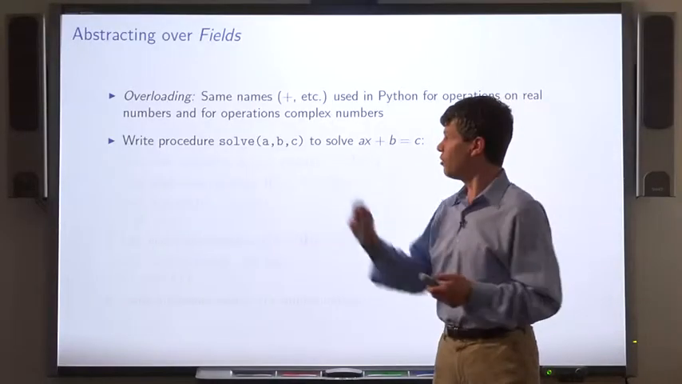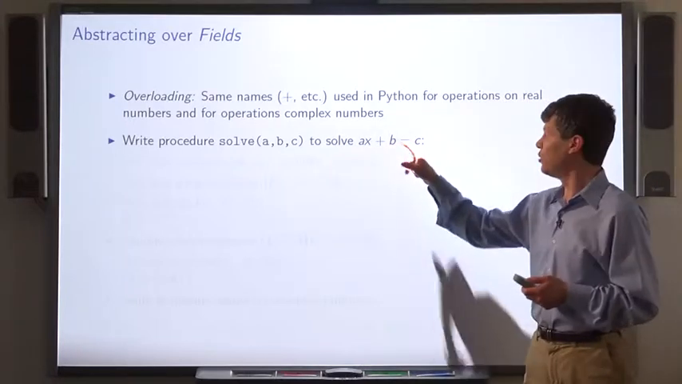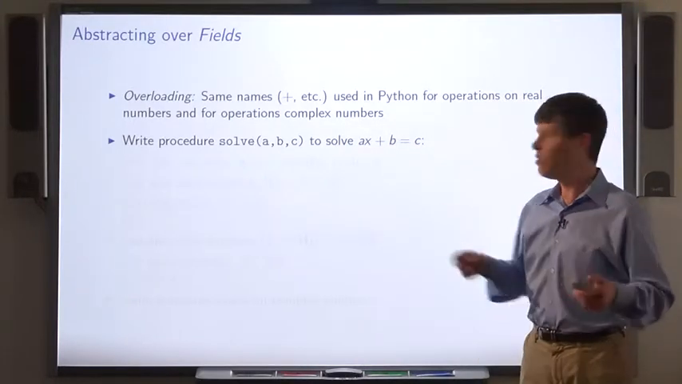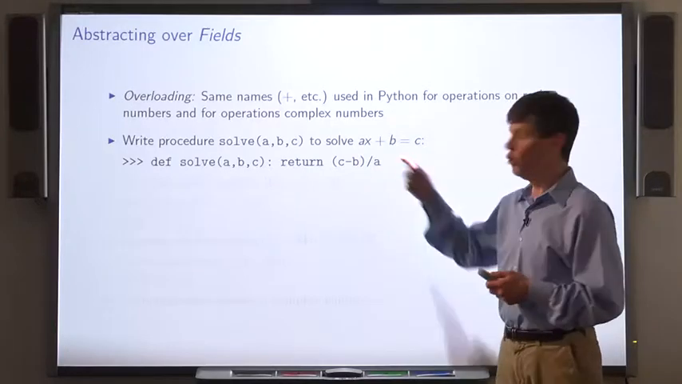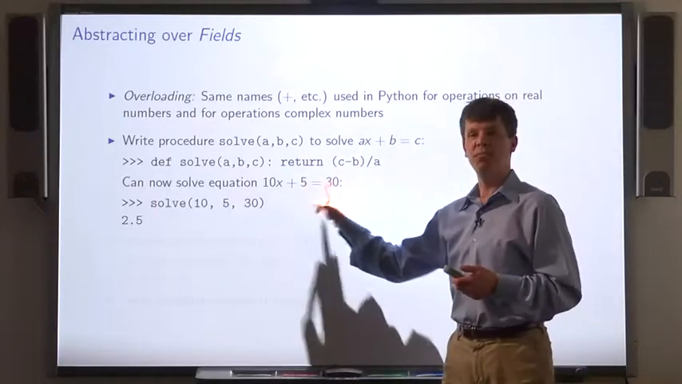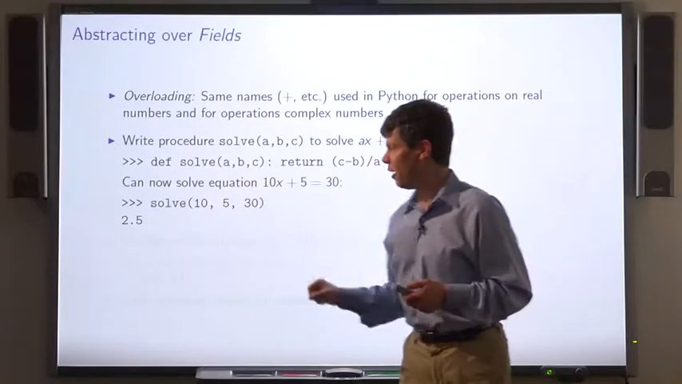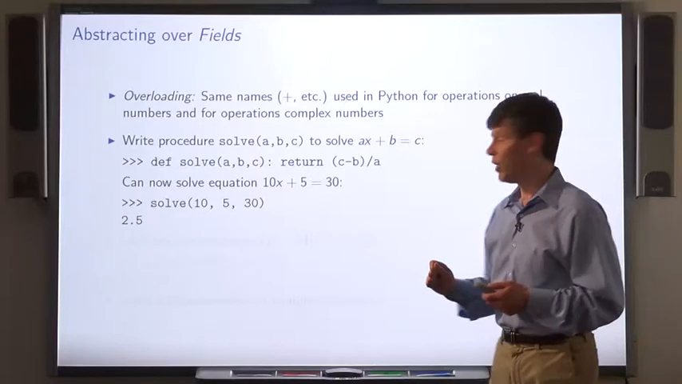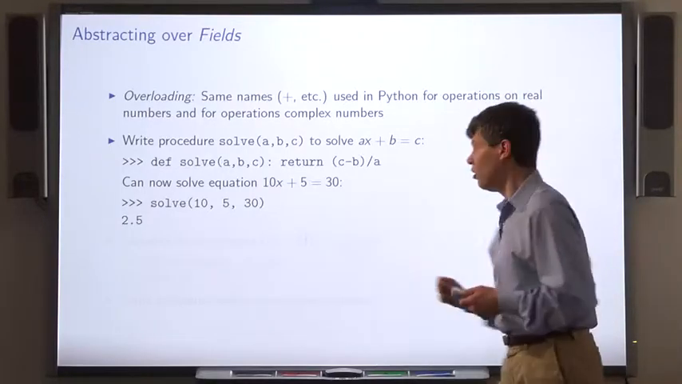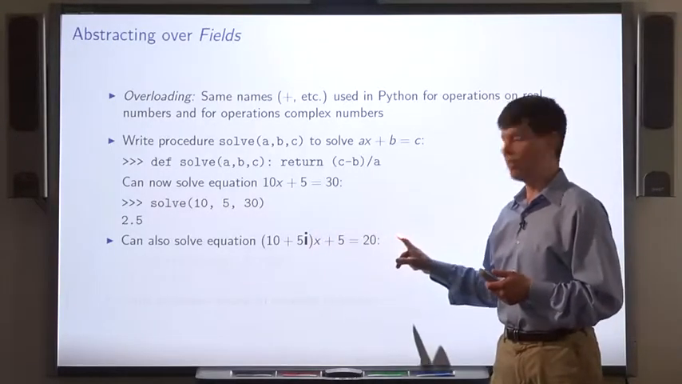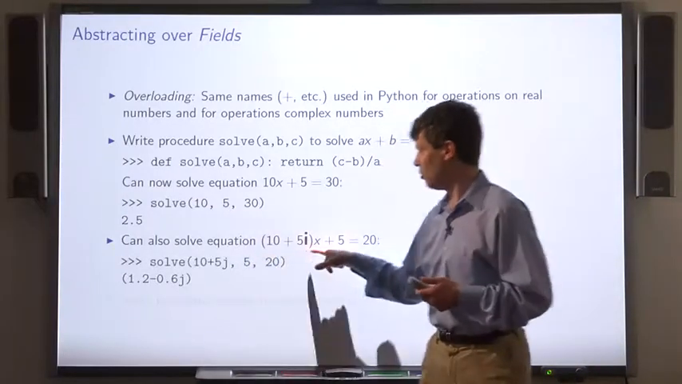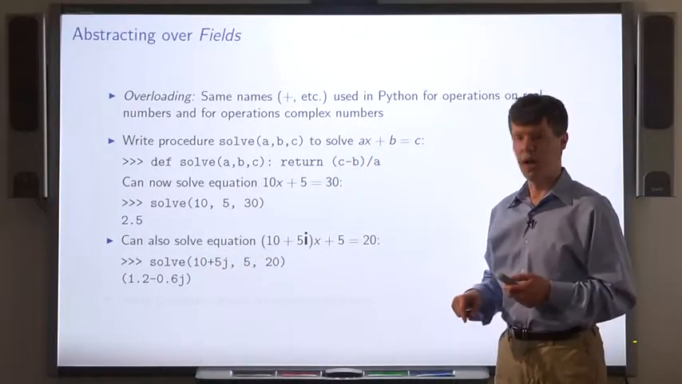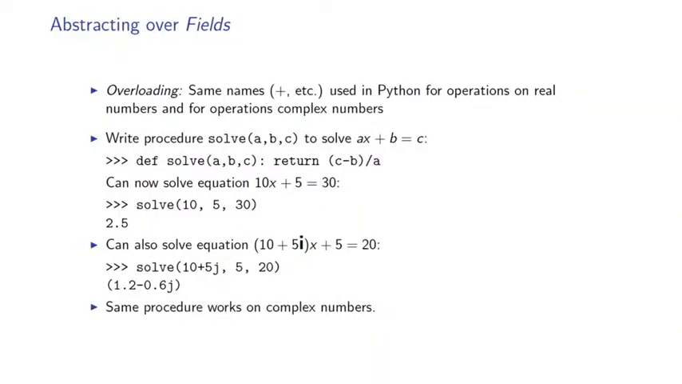Let's write a procedure, solve, to solve the equation ax plus b equals c. Well, this is straightforward in Python. And we can use this to solve an equation like 10x plus 5 equals 30. Right? We plug in the numbers and we get the solution. But because of Python's use of overloading, we can use the same procedure to solve an equation that involves complex numbers. We just plug in the same complex numbers and we get the solution, also a complex number.